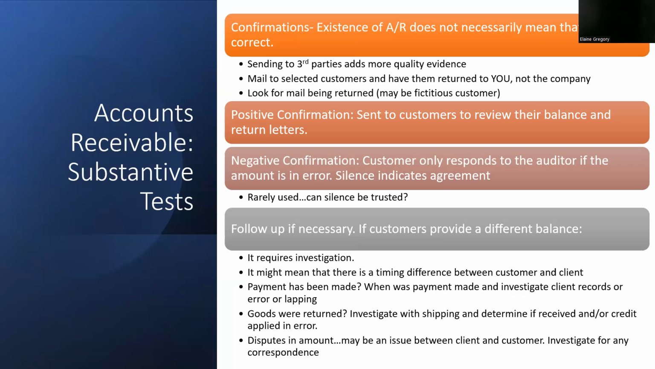And there's always cases where there's going to be disputes in amount. It may be an issue between the client and the customer. So you're going to investigate for any correspondence, any email correspondence, any written correspondence that's gone on between the client and the customer regarding a disputed amount. And you can ask for that from both sides. If the amount is disputed, can you provide any correspondence that you have sent, including emails, that may have alerted the company that a dispute was indeed being requested?